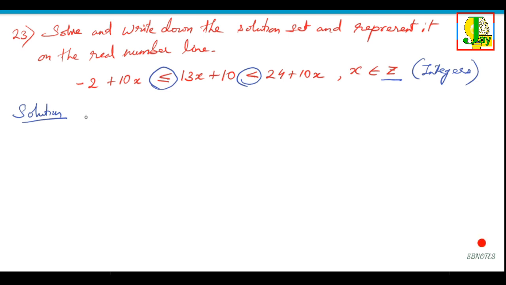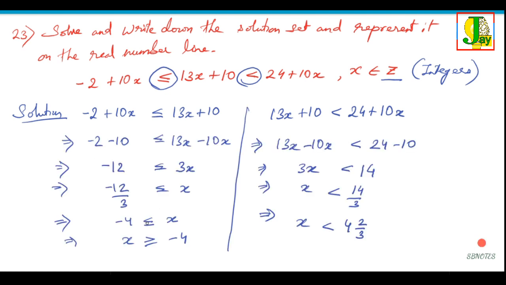Okay, so let's write the first inequation, less than equal to, and the second inequation, less than. Okay, you can solve these two equations. So we get x greater than minus 4 and x less than 4 2/3. Okay, now x belongs to integers.